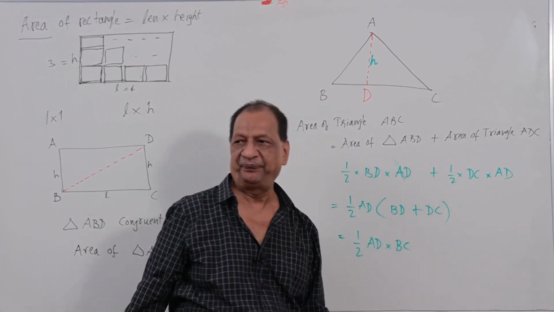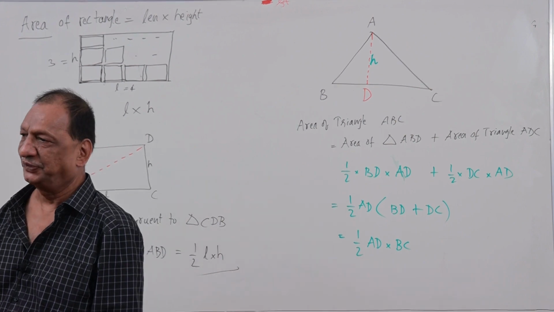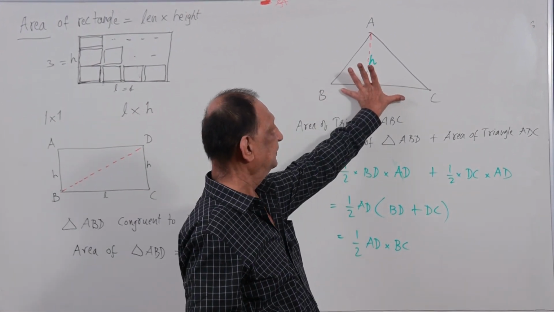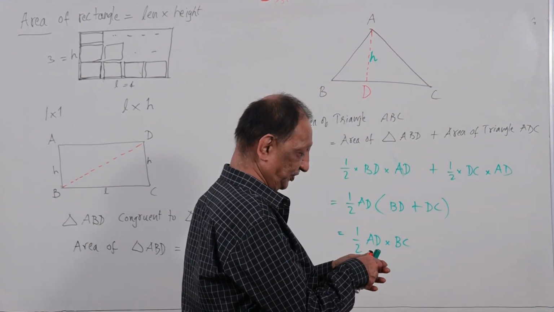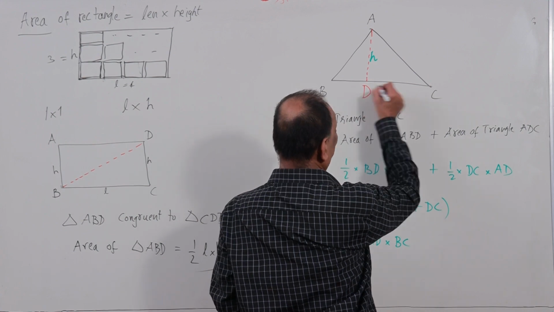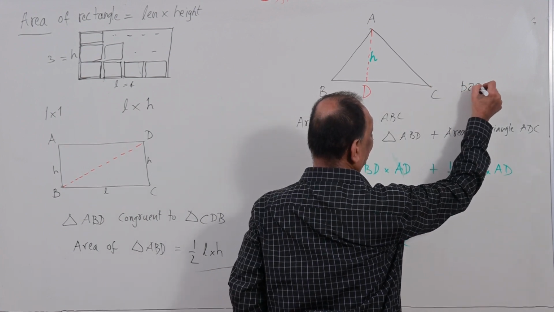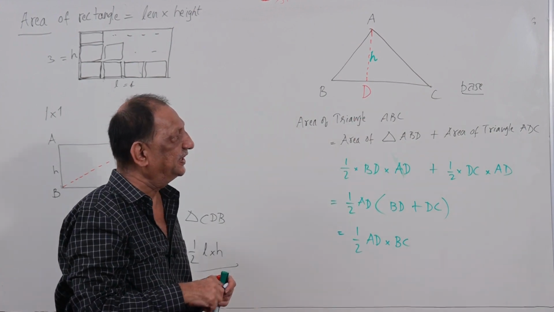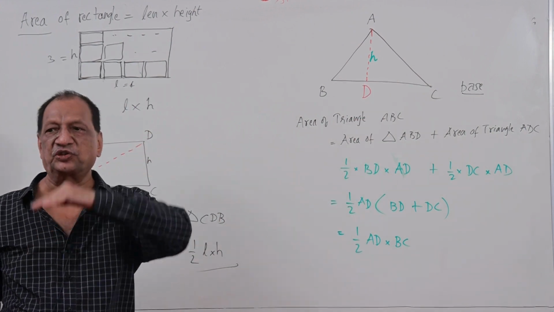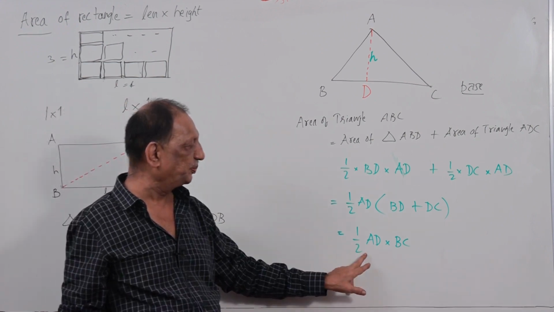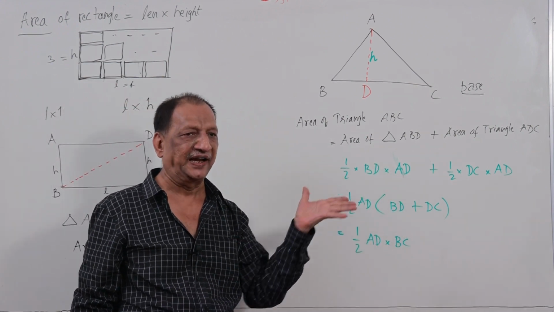BC. Correct. Simple. So, what is the area of triangle ABC? It is half into length. We call it a base now. It's not a length because it's not a rectangle, or it's not a right-angled triangle. So, the BC is known as the base, and AD is known as the height. Height is actually the height from the base to the vertex. That is the perpendicular height. So, half into base into height is the area of any triangle.